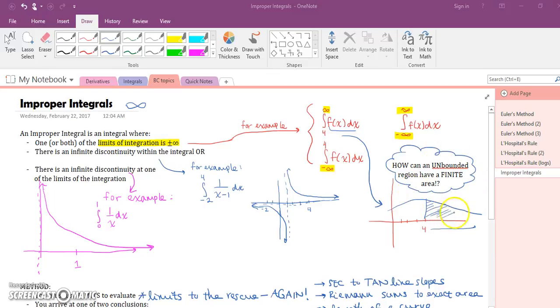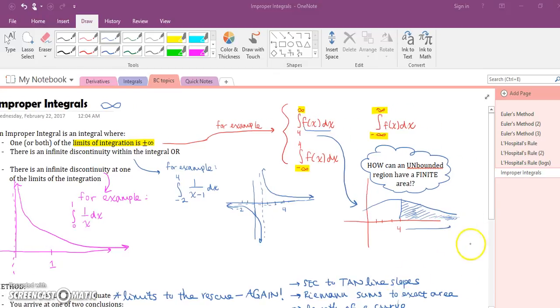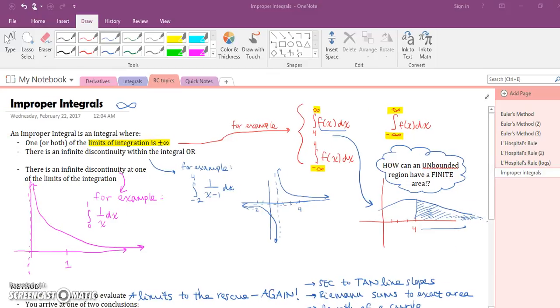And we're going to talk about the different cases. Sometimes it will be finite, sometimes it won't be. Sometimes it will be an infinite area. The reason it's called improper is because this thing just keeps going and going and going. And it really depends on how quickly the function decreases and approaches 0. That will determine whether the area is finite or infinite.